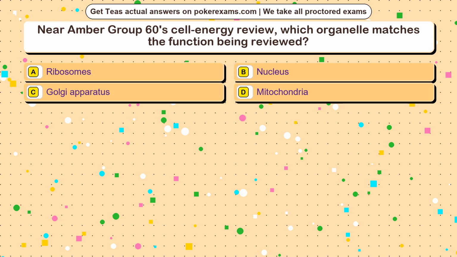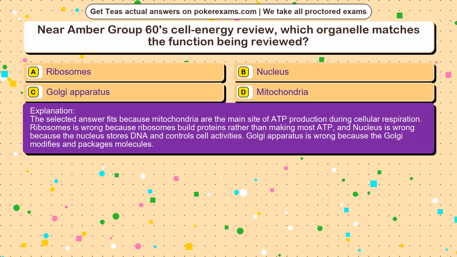The correct answer is option. The selected answer fits because mitochondria are the main site of ADP production during cellular respiration. Ribosomes is wrong because ribosomes build proteins rather than making most ADP, and nucleus is wrong because the nucleus stores DNA and controls cell activities. Golgi apparatus is wrong because the Golgi modifies and packages molecules.